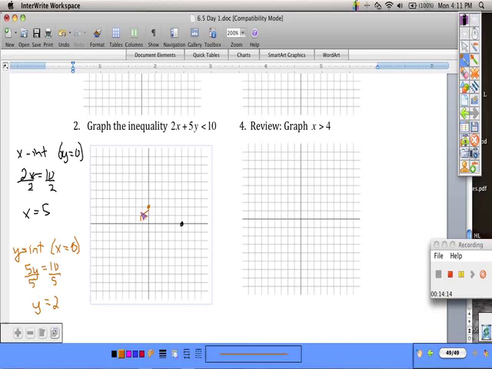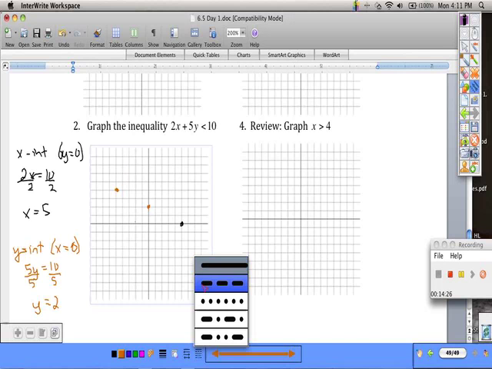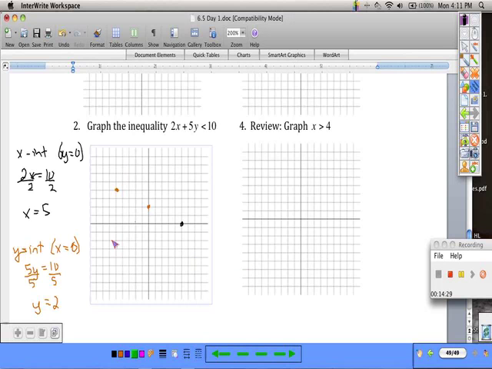And we can extend this pattern between these. Left 5 up 2. If we want to get a straighter line, or with a nice straight edge, we can make our dashed line going through these 2 points. Or 3 points as we have here. And then plug in the point 0, 0. 0 plus 0 is less than 10. Is that true? Yeah, it is. So we're shading everything on the side of 0, 0.